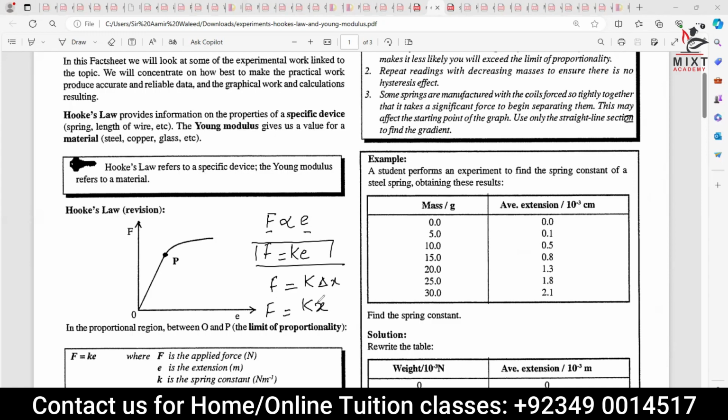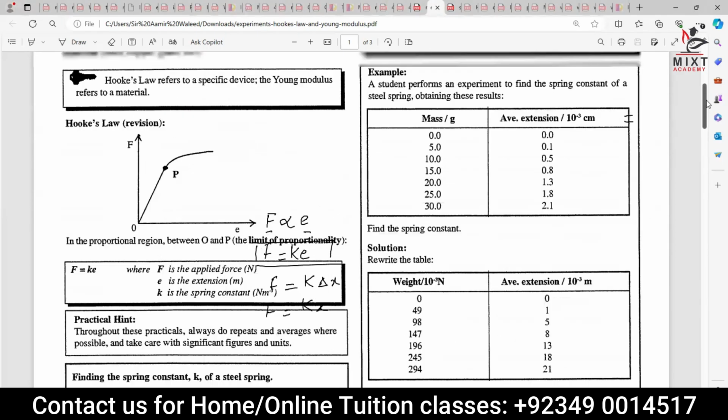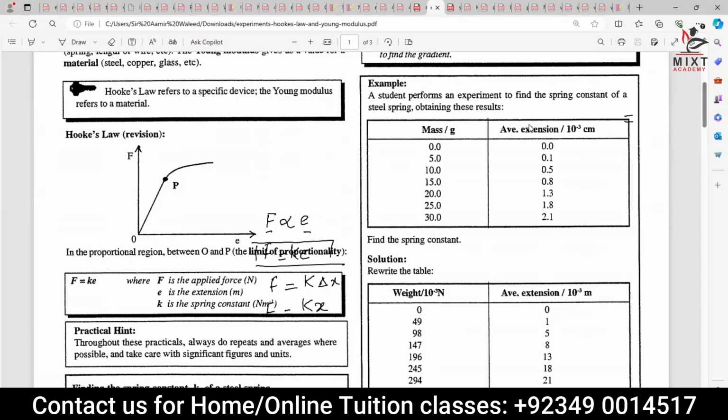So I want you to put a heading Hooke's law. And what Hooke's law is saying, let's write it down. Hooke's law says force applied on a spring is directly proportional to the extension in the spring, provided, either you write provided or you can say within the elastic limit. So basically, force applied is directly proportional to the extension in the spring within the elastic limit.